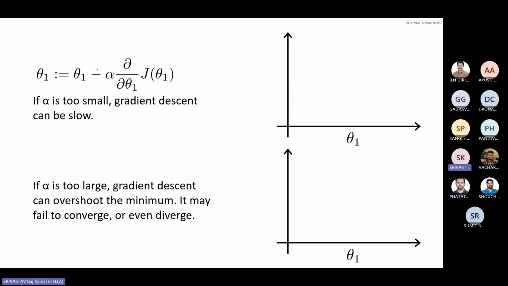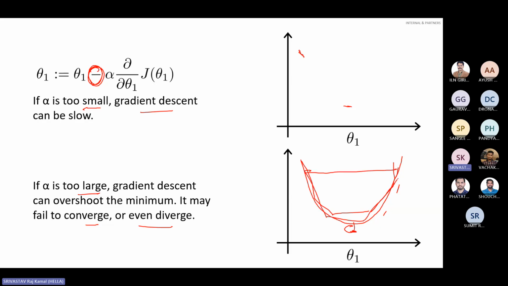Now you guys explain. If alpha is too small, gradient descent can be slow. It moves very slowly till we reach here. If alpha is too large, gradient descent can overshoot the minimum and it may fail to converge or even diverge. Diverge means when we go up. This is the graph, for example. You started here, you jump here, you jump here, you miss the local minima. Here the negative sign starts playing. The whole negative thing is very pivotal here. If you keep increasing alpha, it will shoot you in this direction. Your algorithm will never converge.